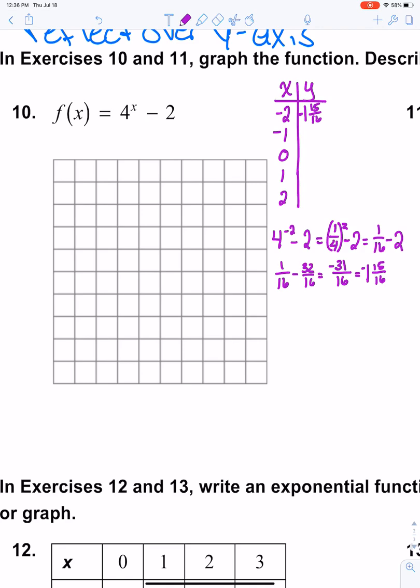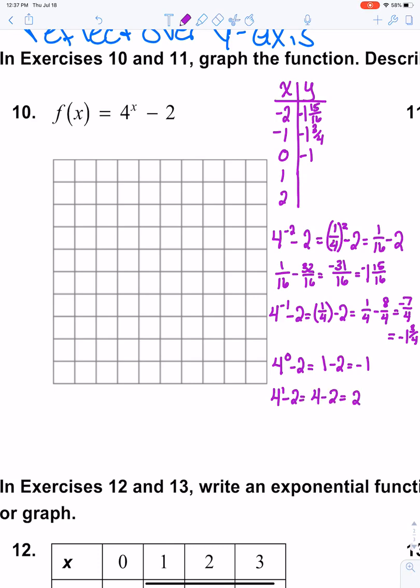Okay, let's try the next one. So 4 to the -1 power minus 2. So that's going to be 1/4 minus 2. So I'm going to do 1/4 minus 8/4. Okay, and that's going to be equal to -7/4, which is equal to -1 3/4. Okay, so next comes 0. 4 to the 0 power minus 2. 4 to the 0 power is 1, minus 2 is -1. 4 to the first power minus 2 is 4 minus 2, which is 2. And 4 squared minus 2 is 16 minus 2, which is 14.